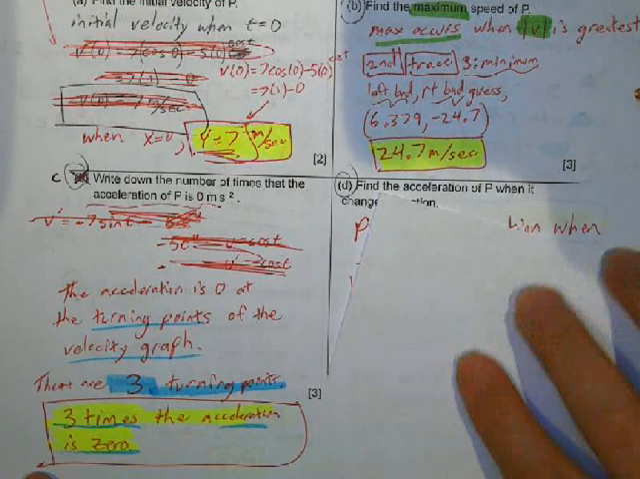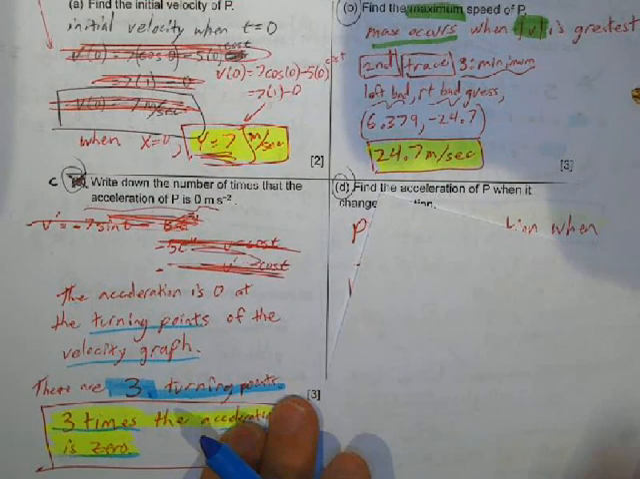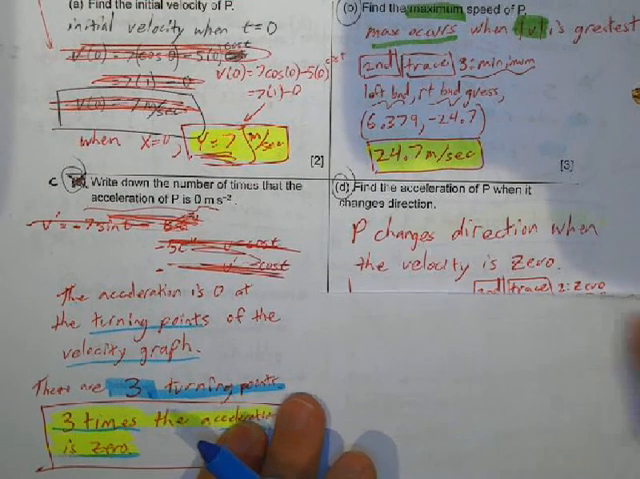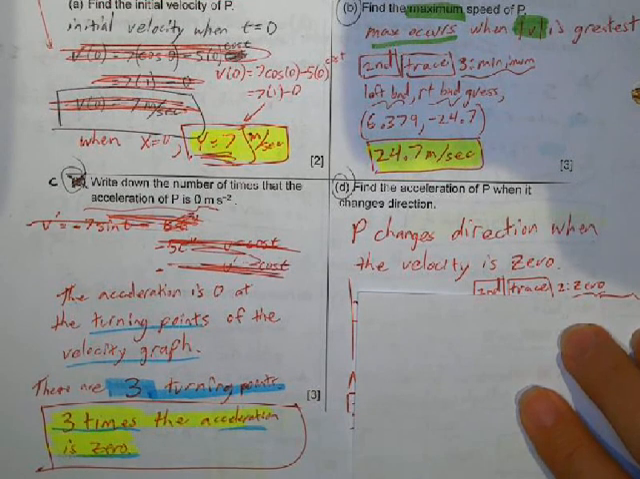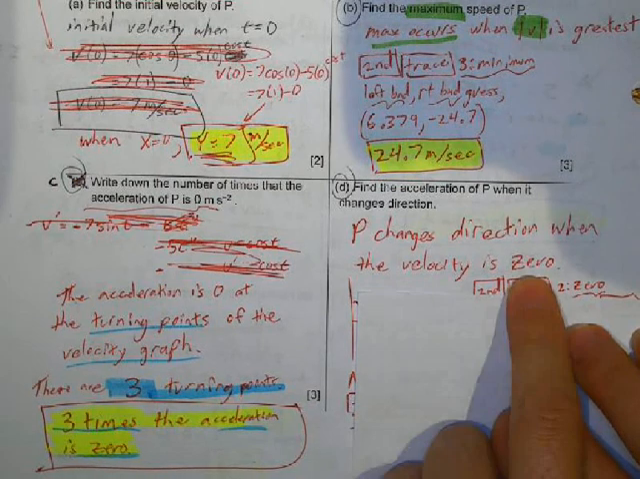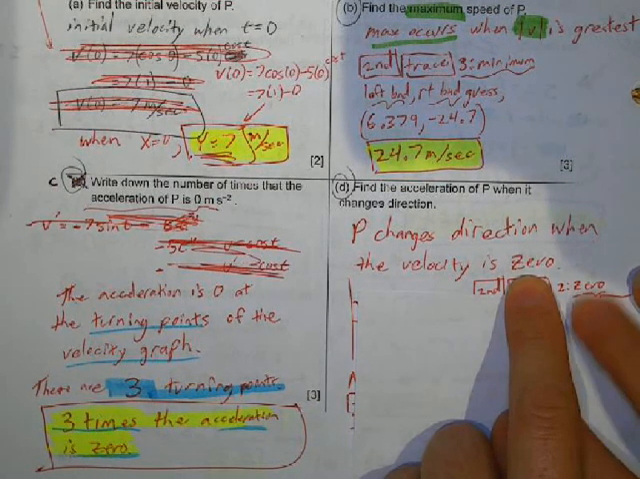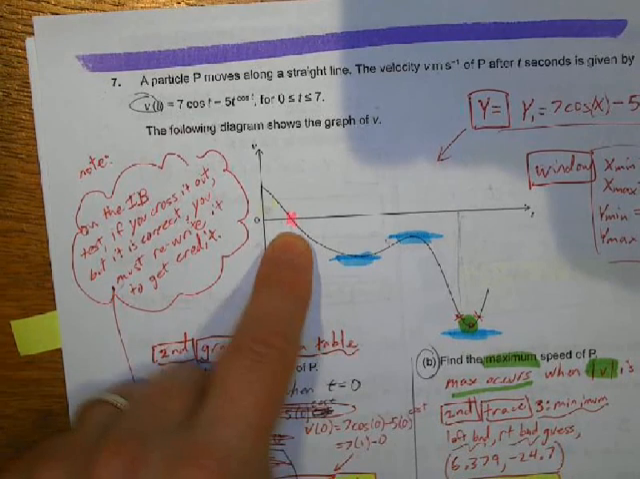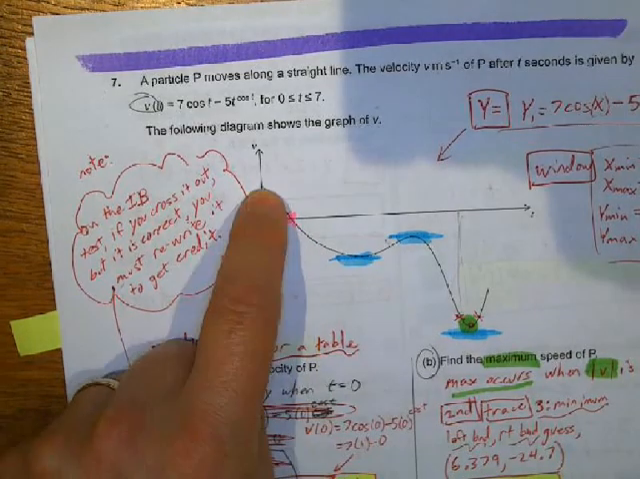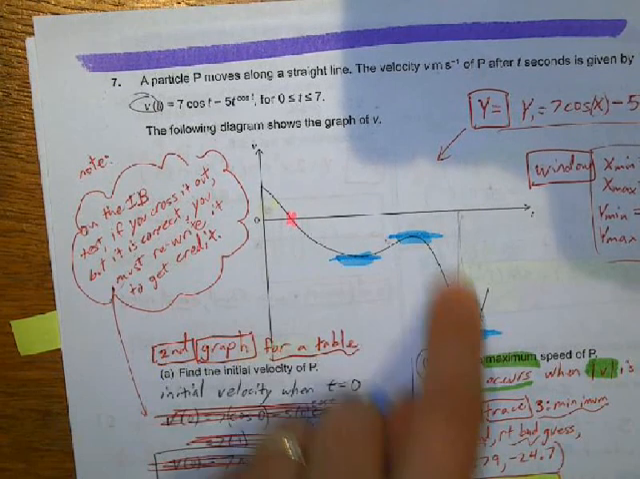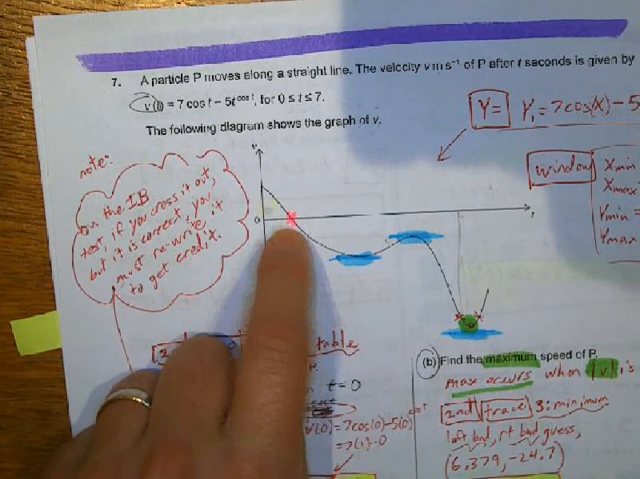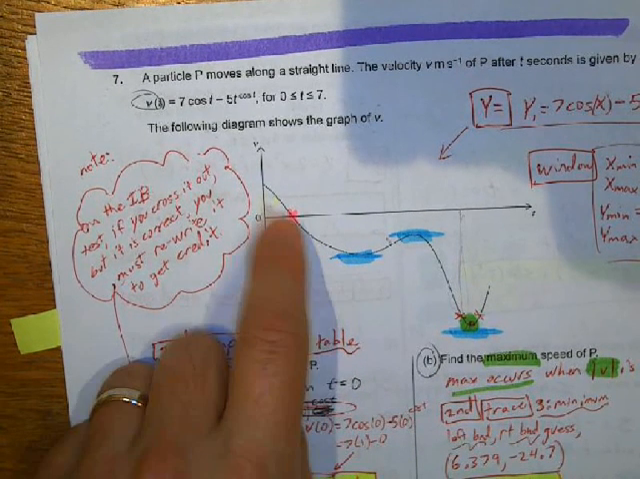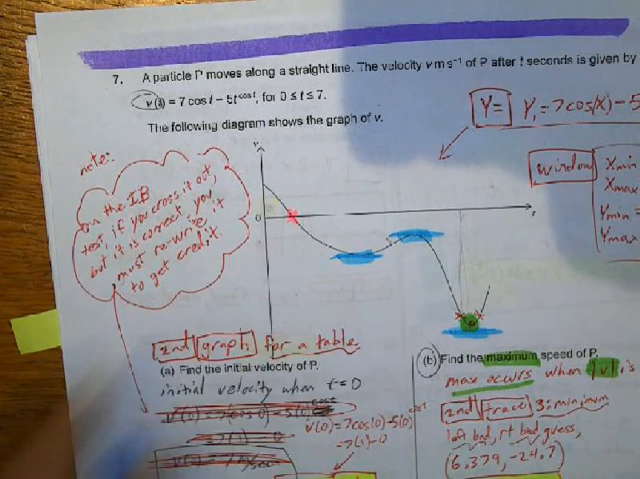Okay. Find the acceleration of p when it changes direction. So it's going to change direction when the velocity is 0. So basically at this point right here, the velocity is positive and then the velocity is negative. So the acceleration of p when it changes direction is going to be this value. So the first thing I need to do is figure out this value for the velocity.